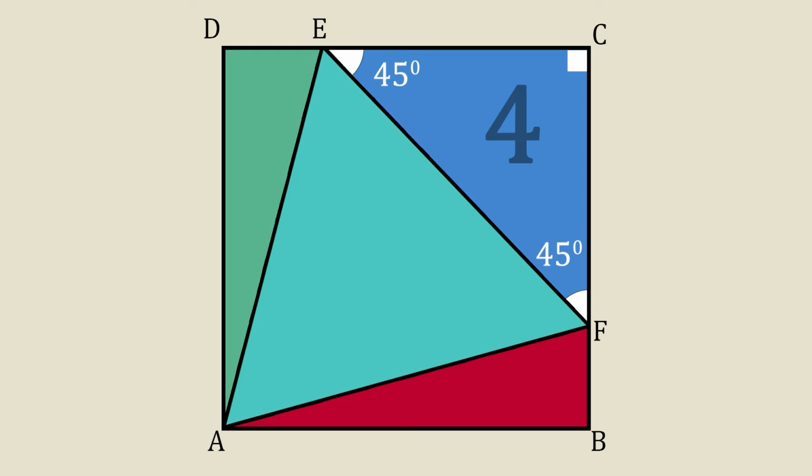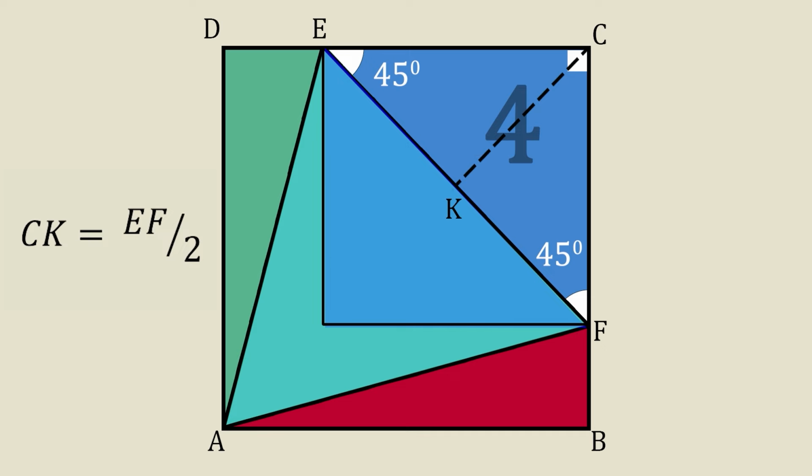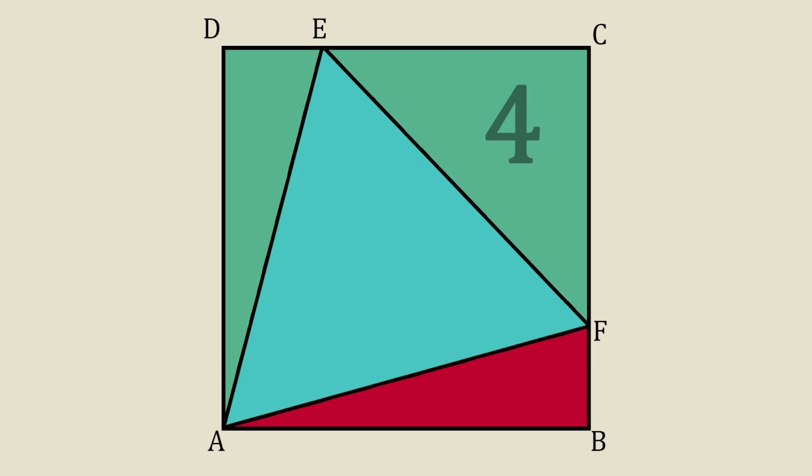A 45-45-90 triangle is essentially half a square. Because of this, if we draw a height from point C to the side EF, its length will be exactly half the length of EF. Keep that in mind. Now, for the other two triangles, ABF and ADE.